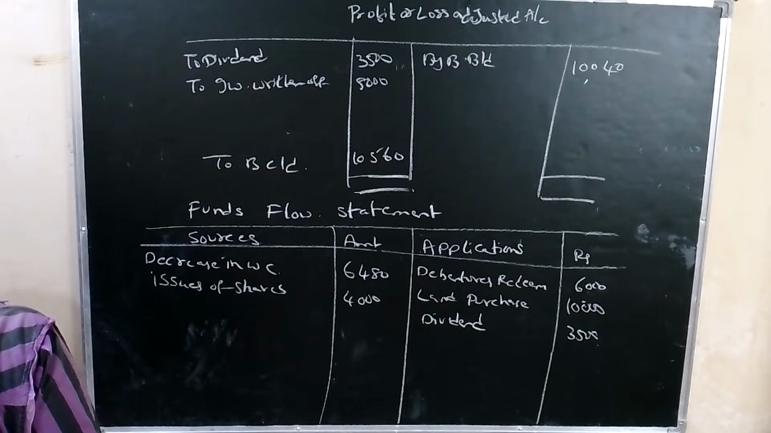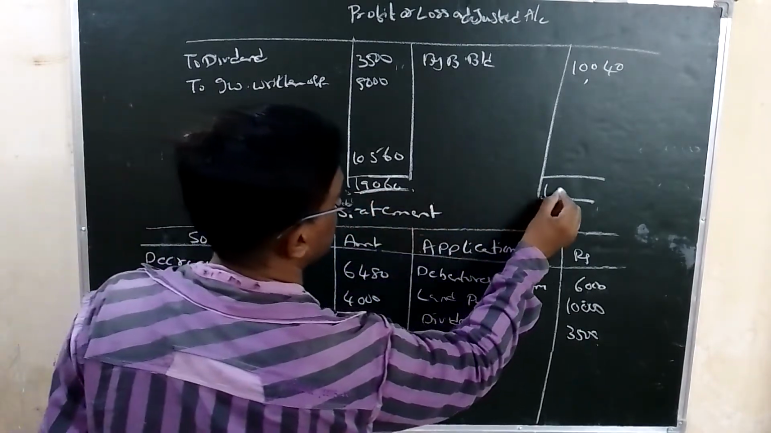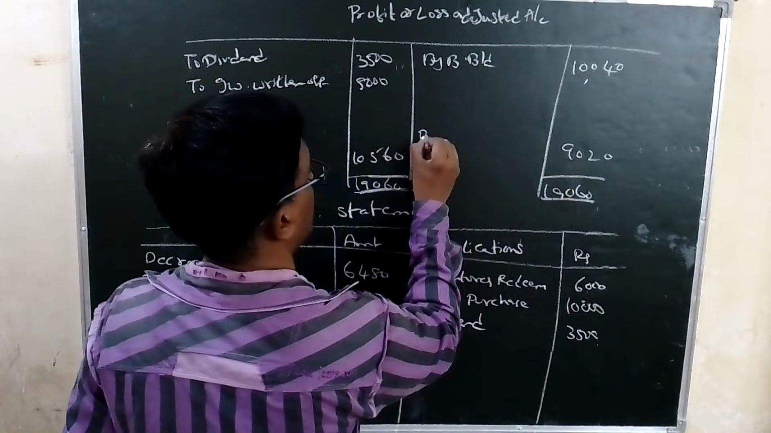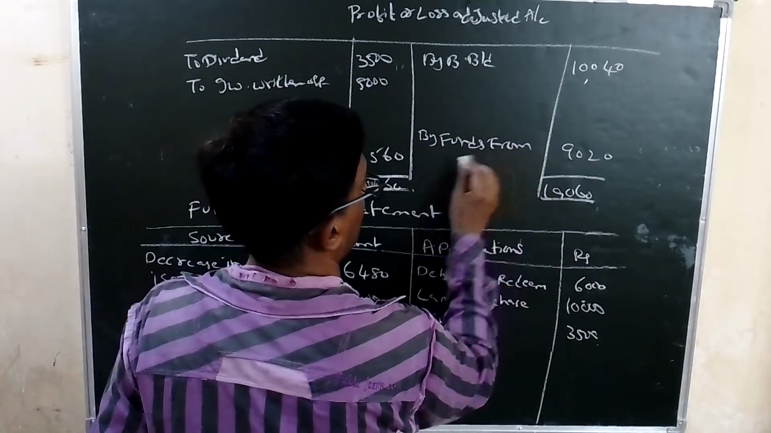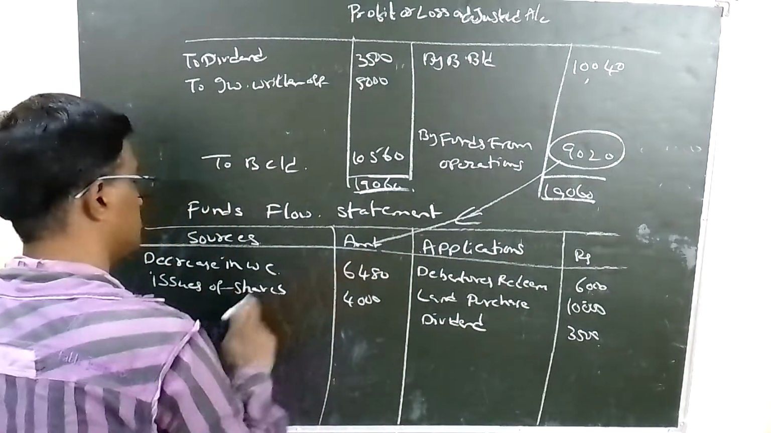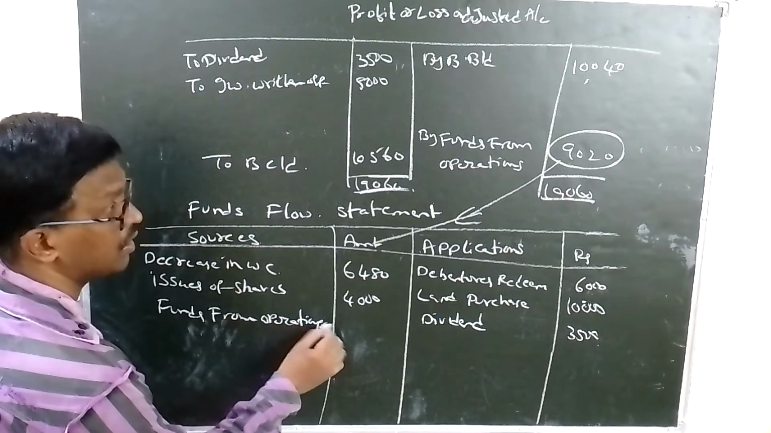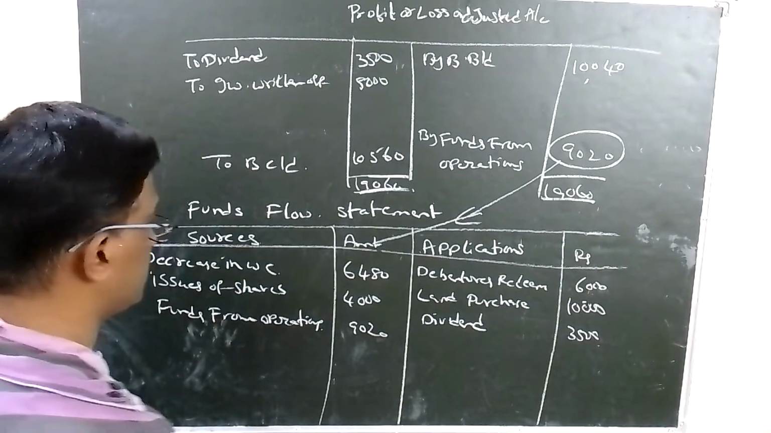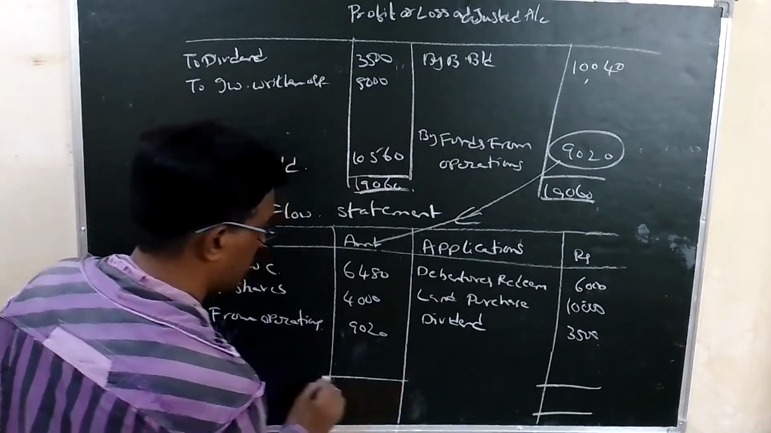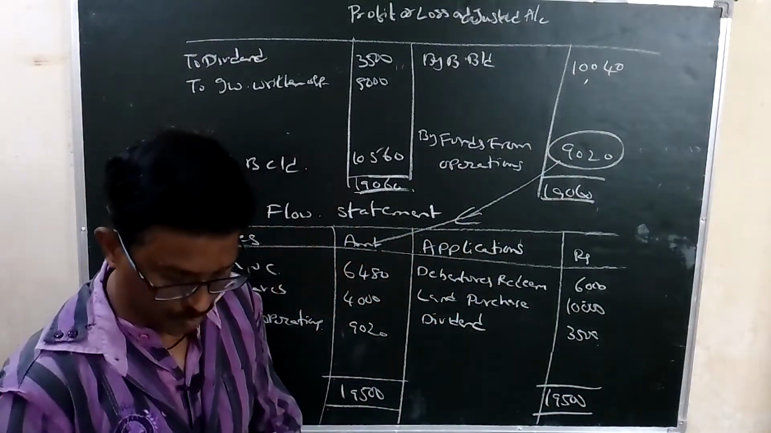Okay, let us total. 19,060 rupees minus 10,040 rupees. You get 9,020 as funds from operation. Okay, the amount will be transferred to sources as funds from operation, 9,020. Total 19,500. This is the problem. Okay.